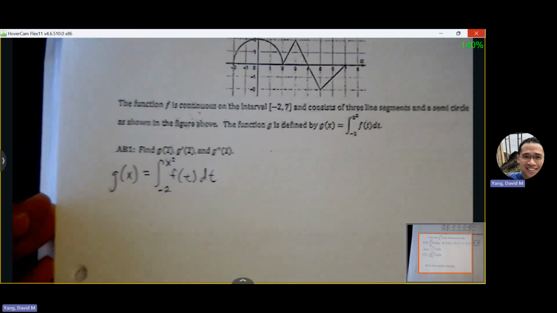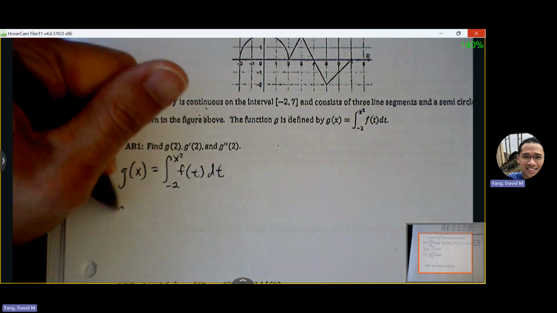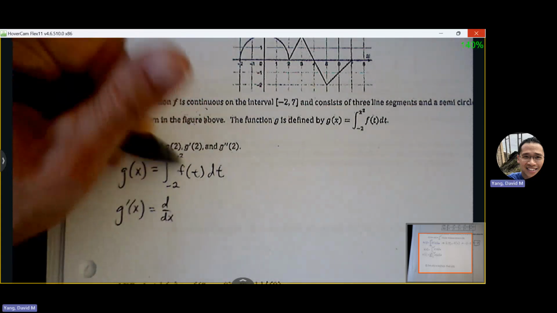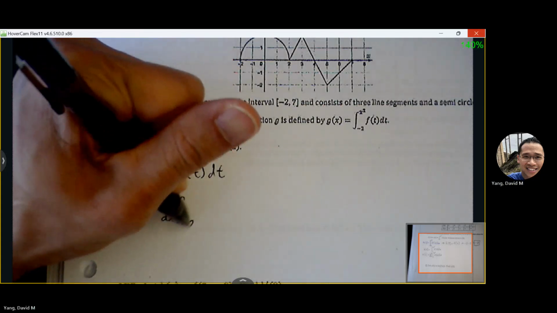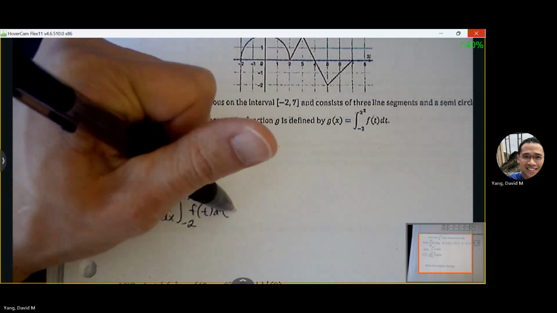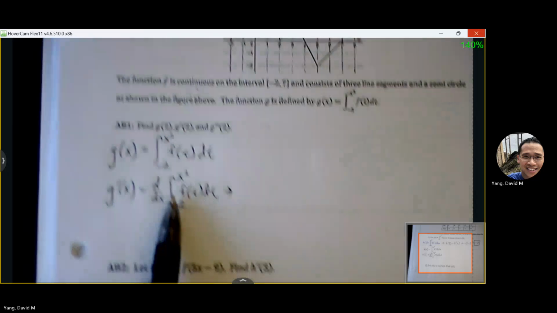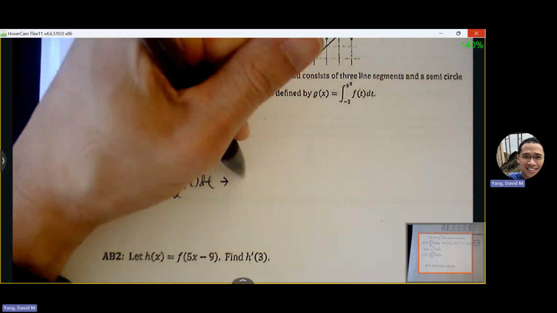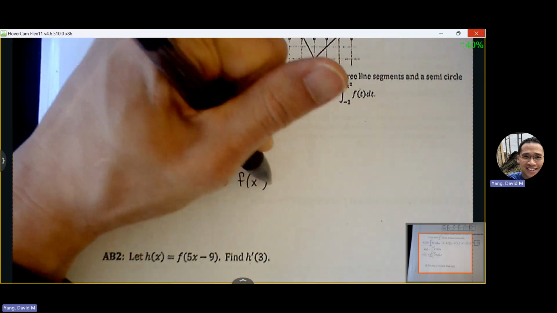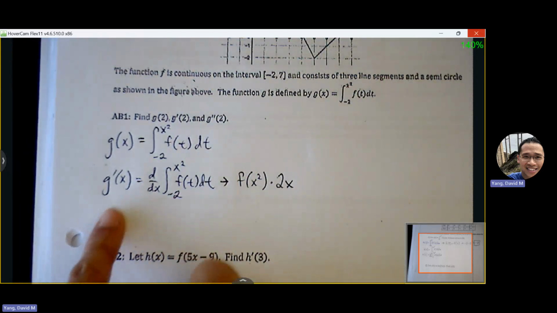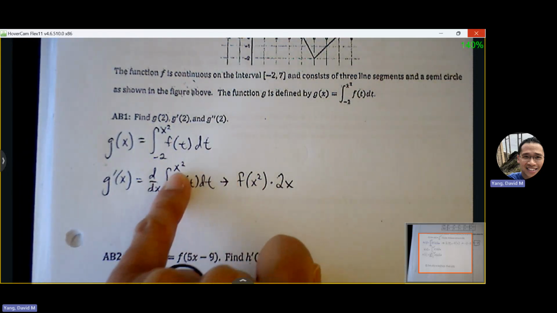Oh, this was a little bit more complicated here. So let's see. G prime is the derivative of this. And again, we know these operations cancel each other out. Upper bound in for the t, we get f of x squared times 2x. So this is a little bit more involved because that x squared is not going away.